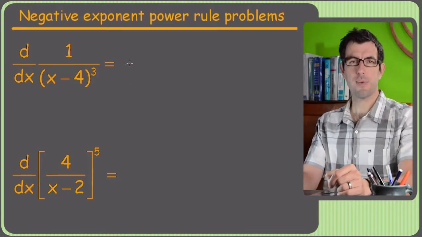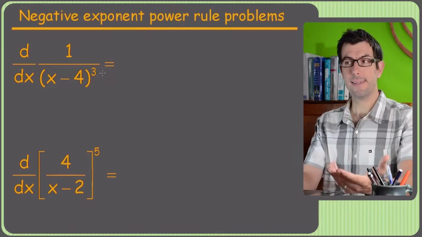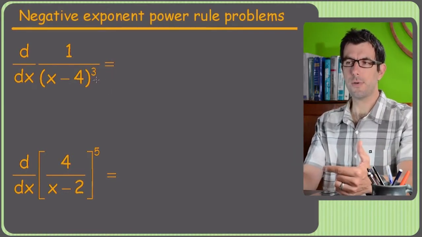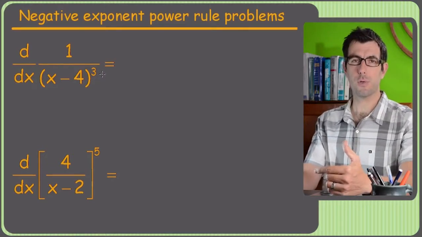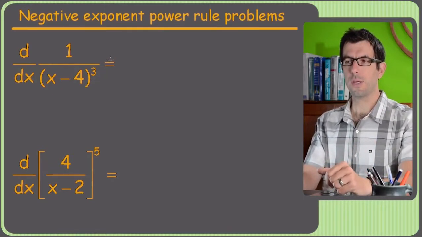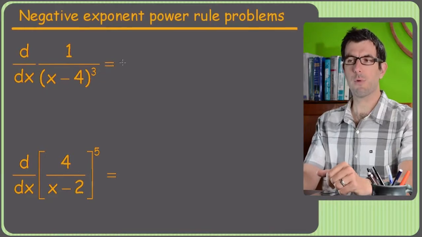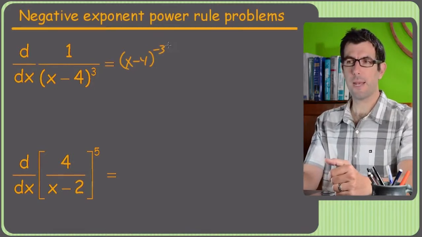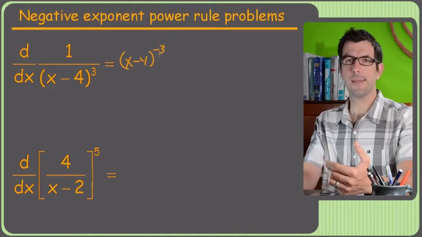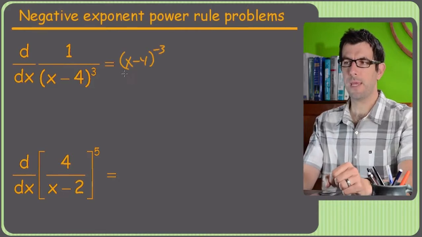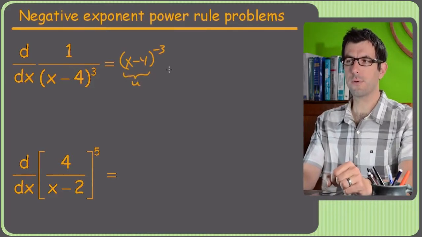All right, why is this a negative exponent problem? Well, we've got a power, except it's in the denominator. So you might be thinking, oh man, I got to use the quotient rule. What a headache. Well, you don't actually have to, because we could rewrite this as x minus 4 to the negative 3 power. And once you've got it written as something in parentheses to a power, yay, it's a power rule situation. And of course, this x minus 4 is our u.